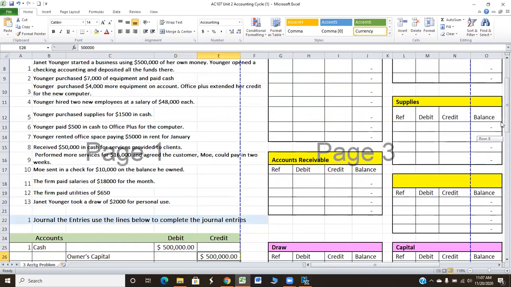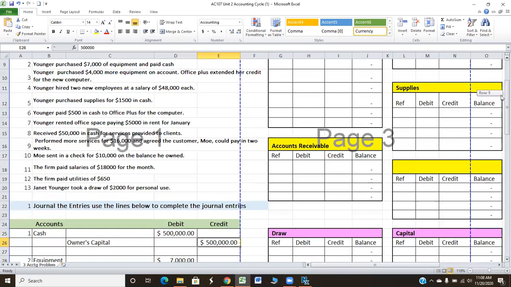All right, number three. Janice purchased $4,000 more equipment on account. Office Plus extended her credit for the new computer. So we're buying more equipment, but it's being put on account. This is the key word. When you see on account or put on credit, it means cash is not being exchanged yet. So the placeholder, when you are a business and you buy something, is accounts payable. Accounts payable is a liability that signifies that you owe someone money in the future.